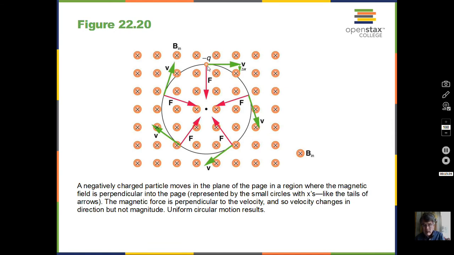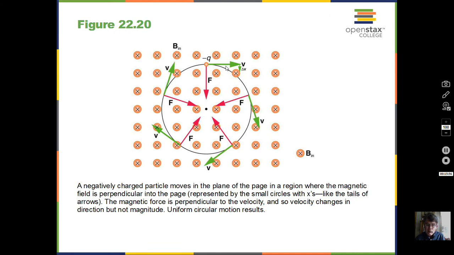You're rotating your wrist so you can easily bend your fingers in the direction of the magnetic field into the screen. Your thumb points upward. Because it's a negative particle, you must reverse the direction of the force and cause it to go inward. So take a look here.